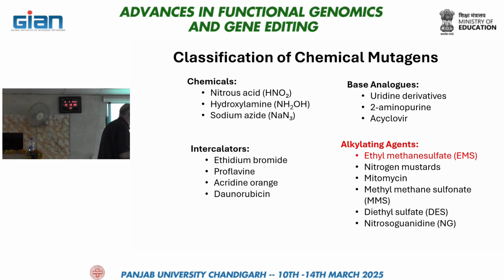Okay, so first, as I said, alkylating agents, ethyl methanesulfonate, EMS. Why it's so important to understand how it works, because we use it even now in the lab when we want to use random mutagenesis just to get a lot of different mutants and then to select some mutants from this collection. We use EMS to mutagenize. How does it work?